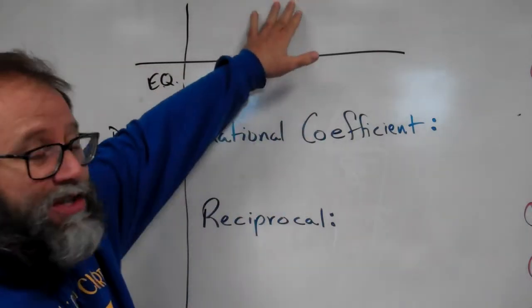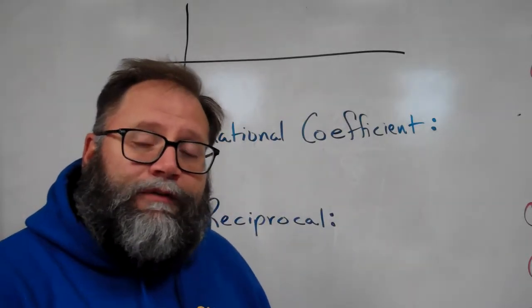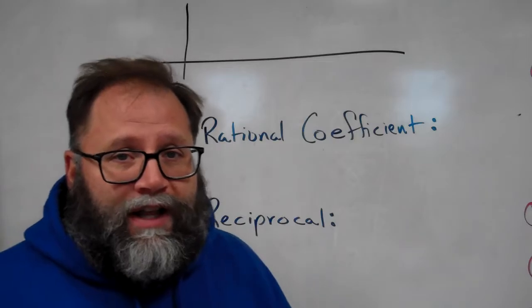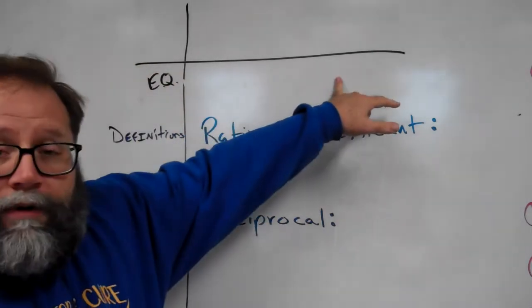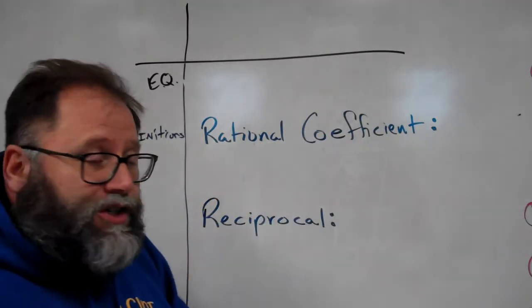What you should have is your titles on your paper, your essential questions written in there. If you didn't get it from class and you're checking this because of an absence, it's written in the assignment there. We're going to start with definitions. So under your essential question, your definitions, let's start with this rational coefficient.